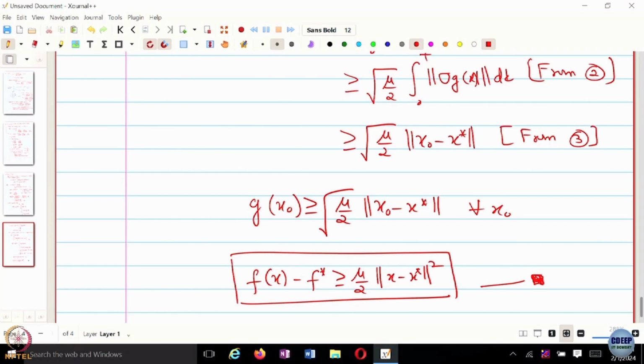Having a PL inequality with some modulus mu means a function at least has some quadratic type of growth. That is why you can accelerate optimization of functions that satisfy the PL inequality, even though those functions may not be convex. Because they are lower bounded by this quadratically growing function, you can accelerate optimization of such functions.